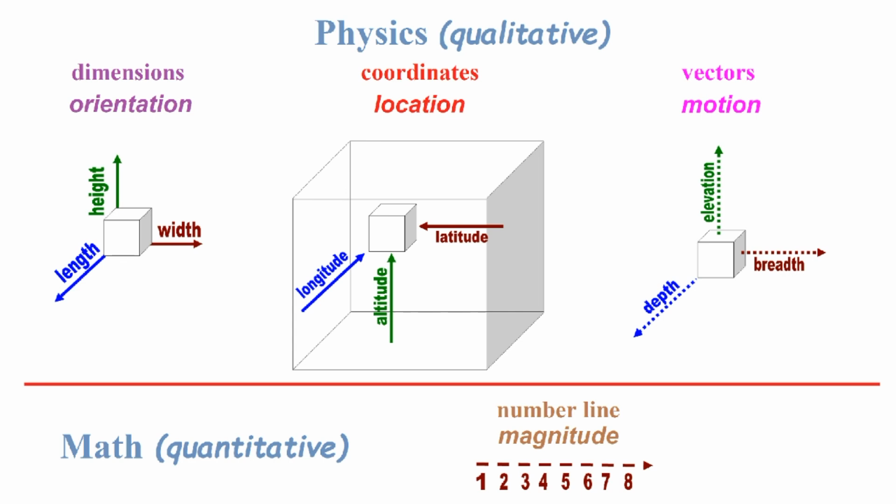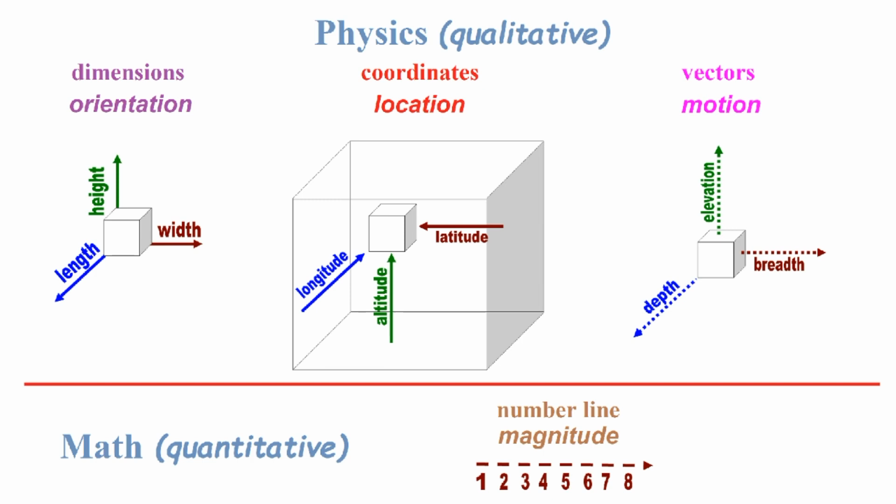And then vectors, what are vectors? They're direction of motion. We have motion there, and again, it's outwards. It's the 3 mutually perpendicular directions that an object can move in. And there you have depth, breadth, and elevation. None of those are quantitative. They're only qualitative. They have only 2 properties, and that's direction and perpendicularity, orthogonality.